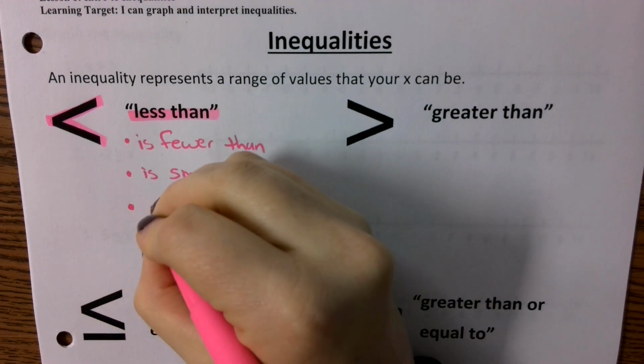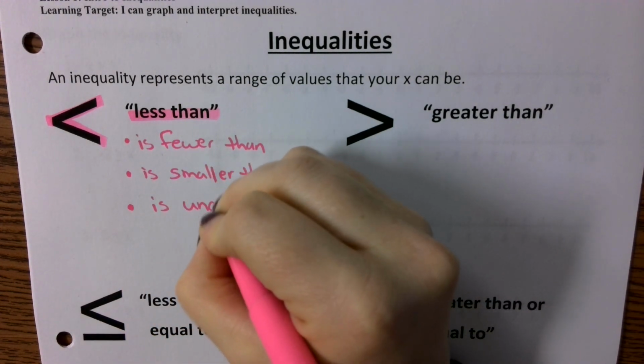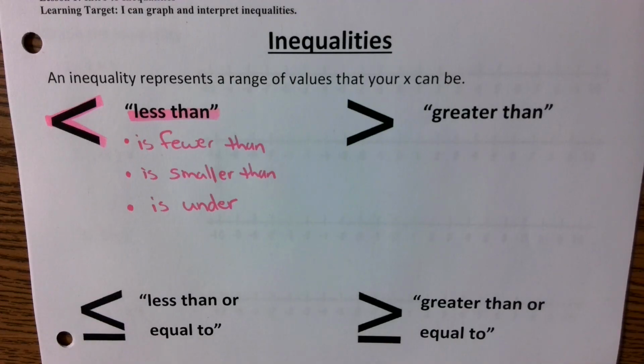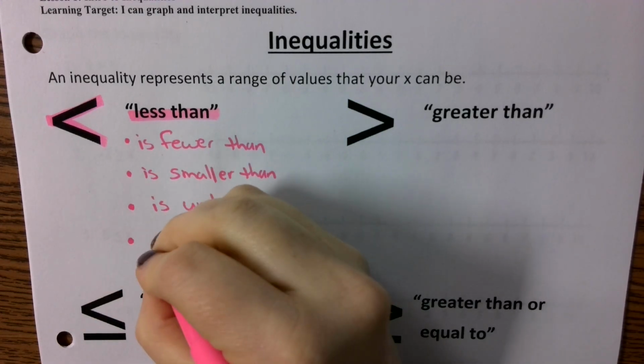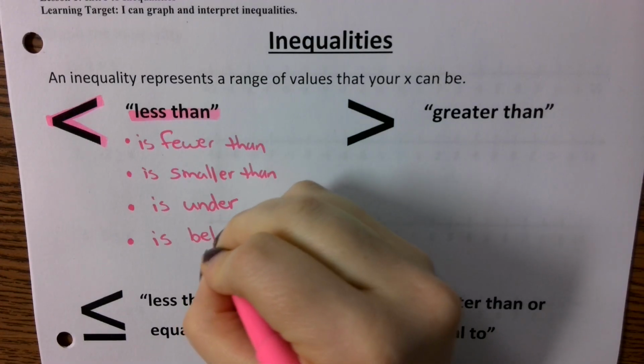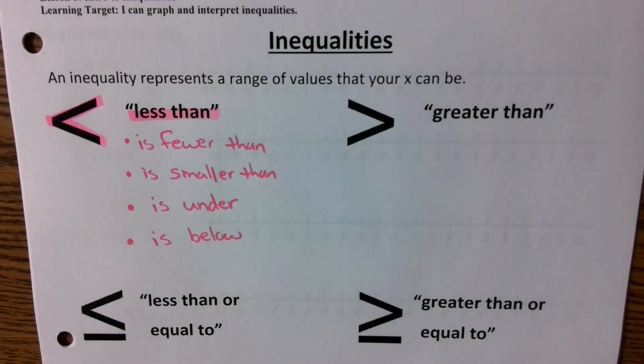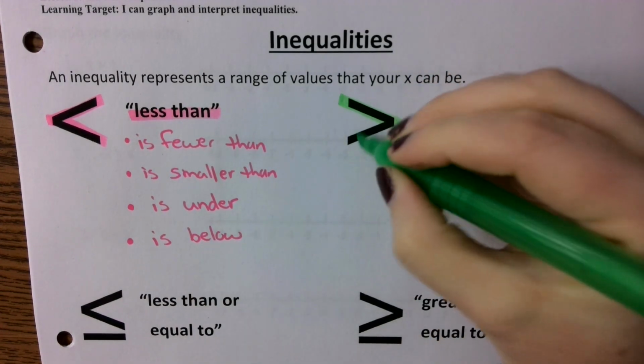It is under. So if it is under this value, that's less than. It is below this value, that would be a less than. Okay, so these are some very common phrases that we use to represent just the less than part of our symbol. Okay, then we've got the greater than portion.